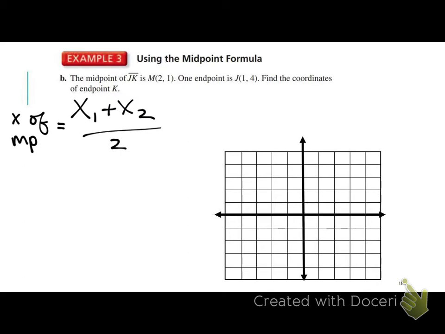So x of the midpoint, I put MP. Technically, you would put x with a subset of m. Most people don't like to look at that. So x of the midpoint, however you want to write it.